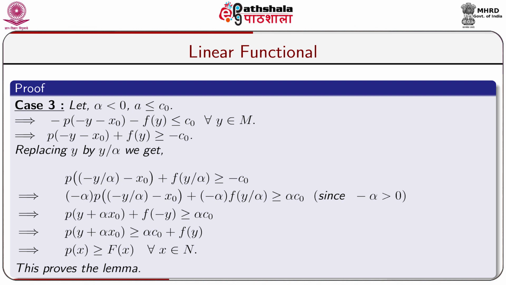Replacing y by y by alpha, we get p of minus y by alpha minus x naught plus f of y by alpha is greater than or equal to minus C0, which again implies that minus alpha into p of minus y by alpha minus x naught plus minus alpha f of y by alpha is greater than or equal to alpha C0, since minus alpha is greater than 0. This implies that p of y plus alpha x naught plus f of minus y is greater than or equal to alpha C0, which implies that p of y plus alpha x naught is greater than or equal to alpha C0 plus f of y, and hence p(x) is greater than or equal to F(x) for all x belonging to capital N. This proves the lemma.